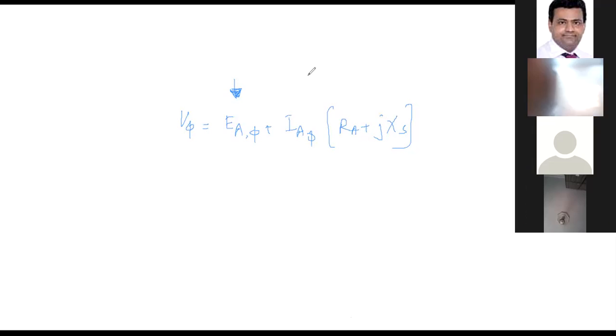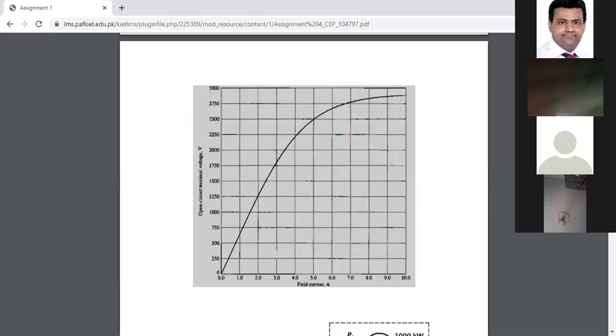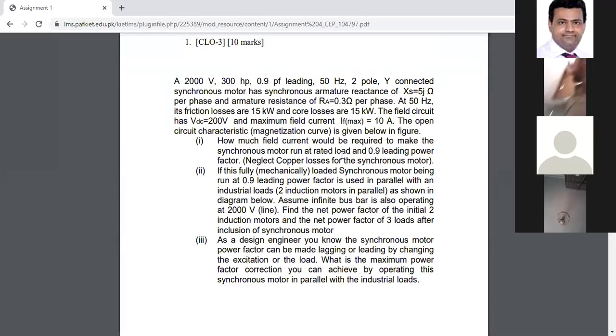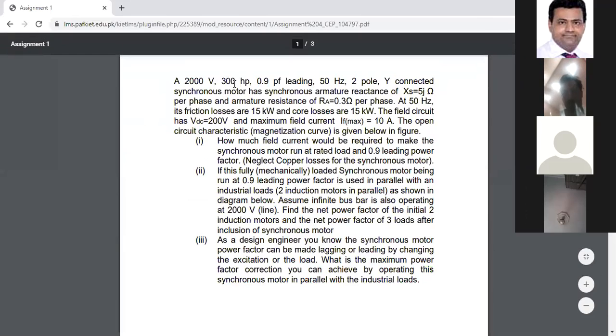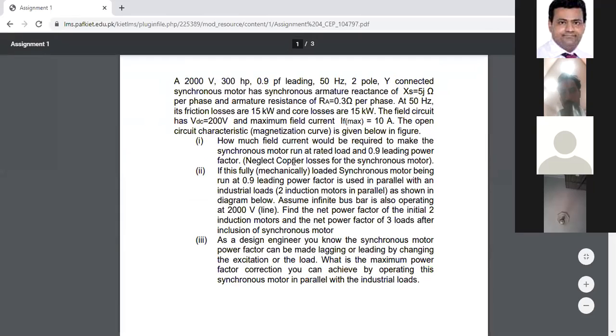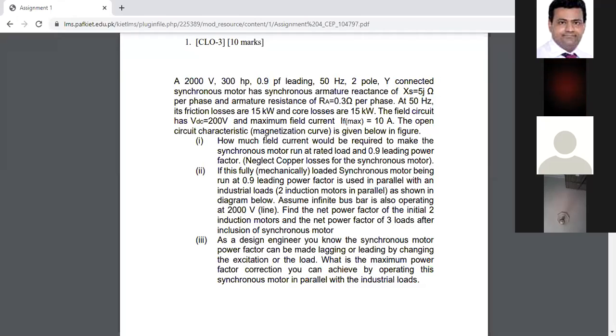Okay, so this graph will help you to find EA values at your corresponding operational point. Now it says that this motor has particular aspects. How much field current would be required to make the synchronous motor run at a rated load and 0.9 leading power factor? So the rated load is 300 horsepower. You are also given the losses. So you can easily equate the field current by looking at the graph and the value of EA.